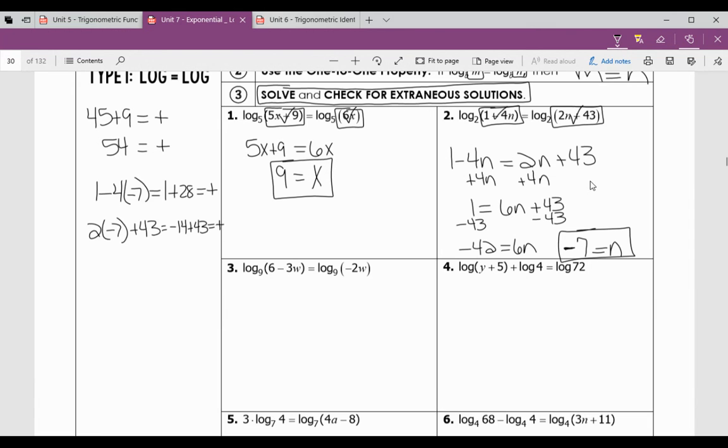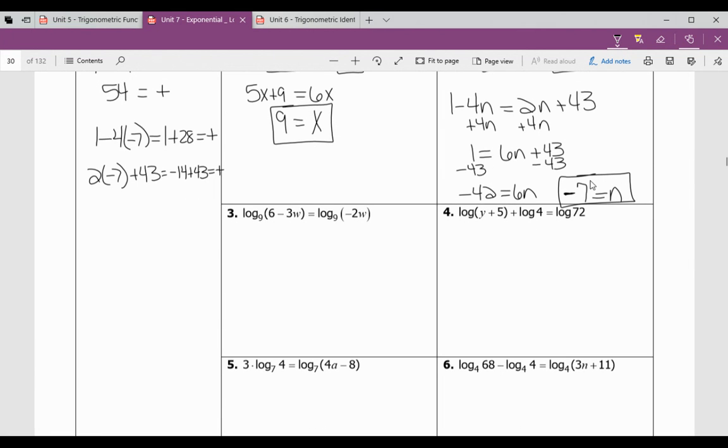All right. Now, I'm going to let you do number 3 without me, because it is a log base 9 times a log base 9. Make sure you check your answer.